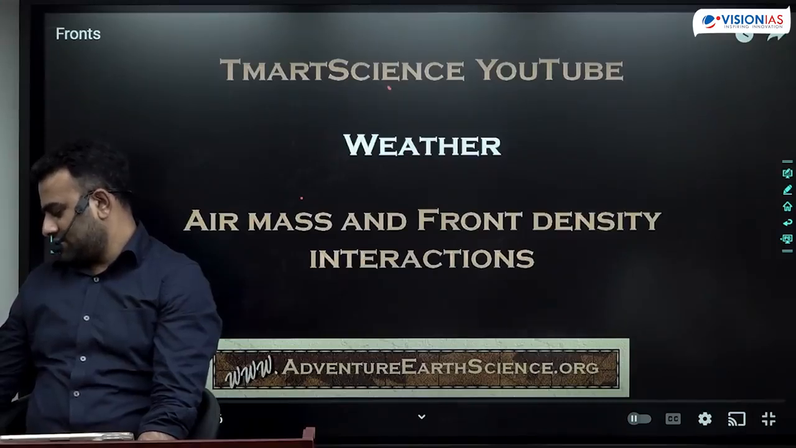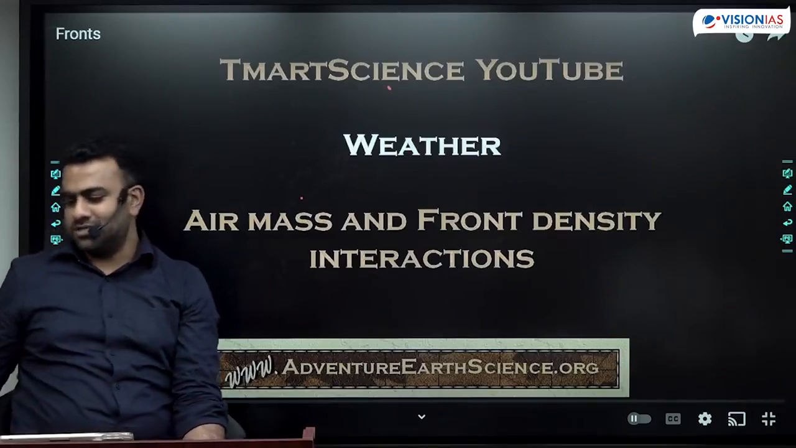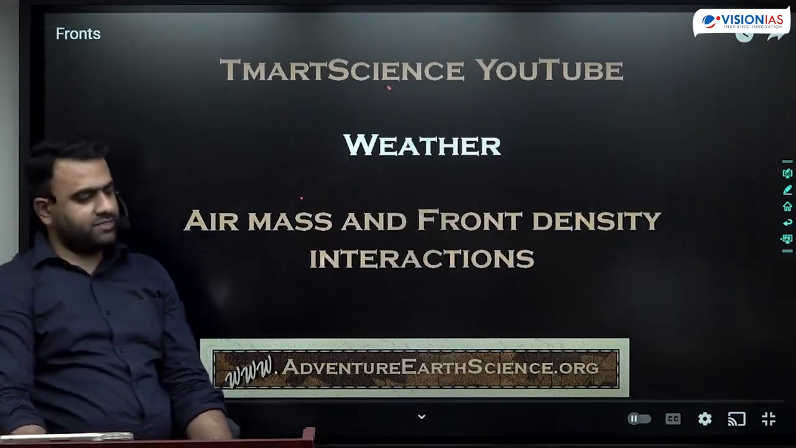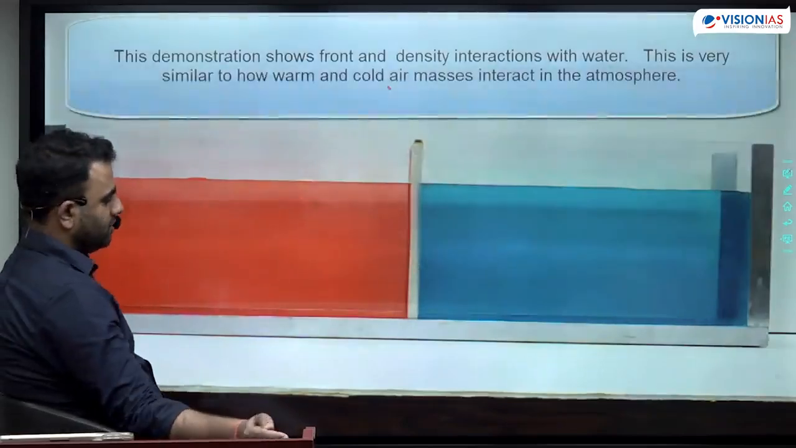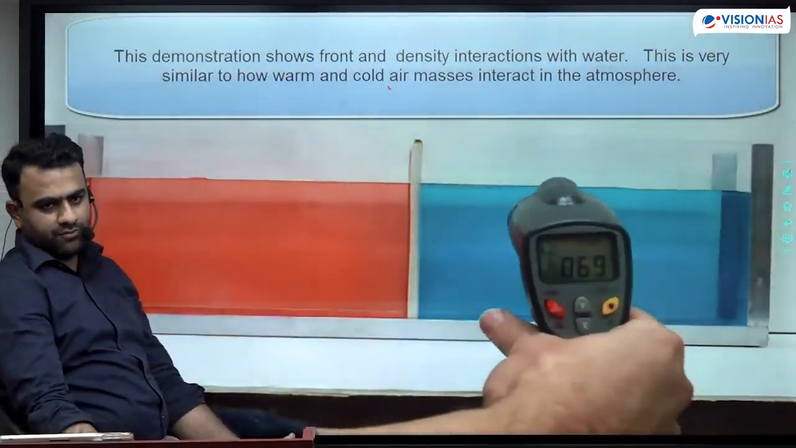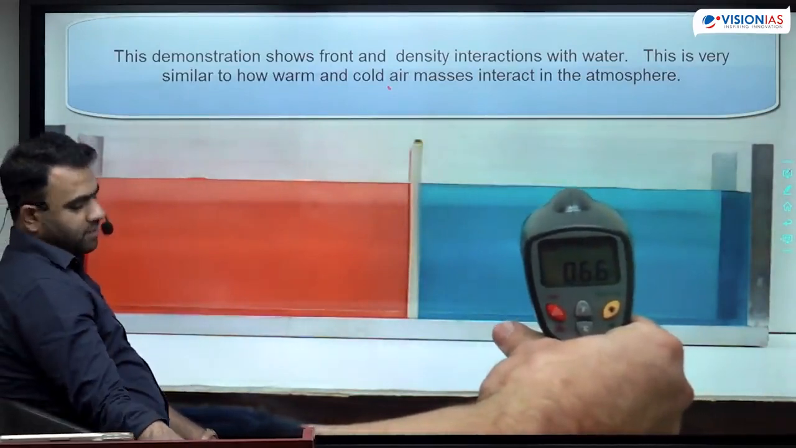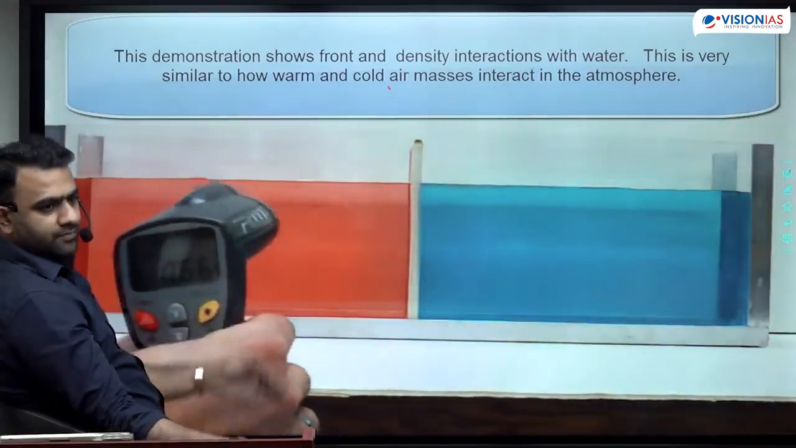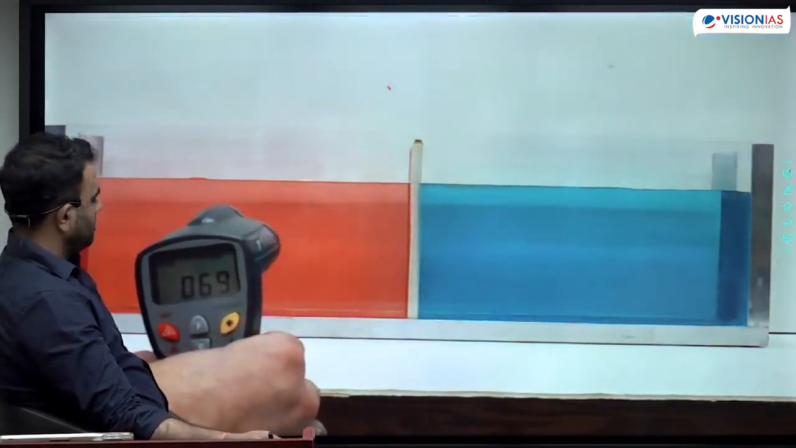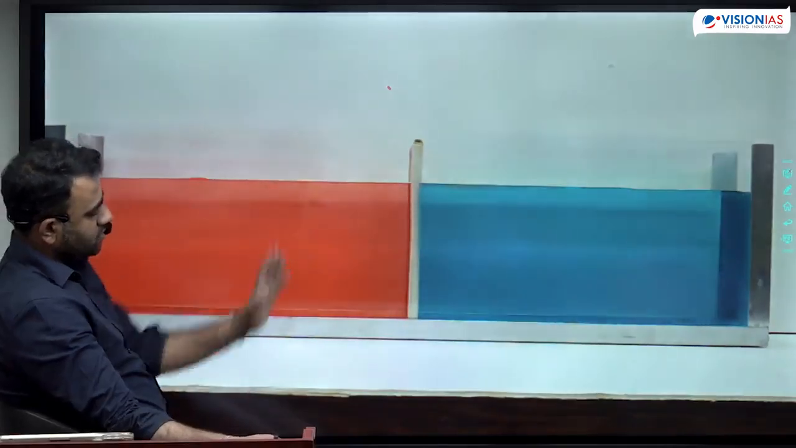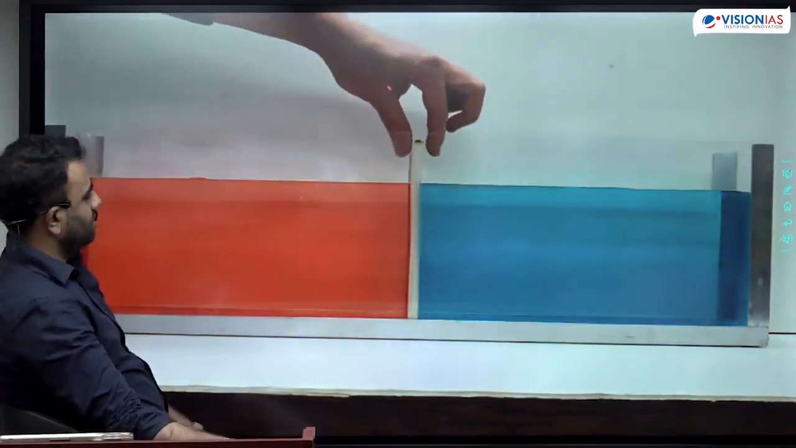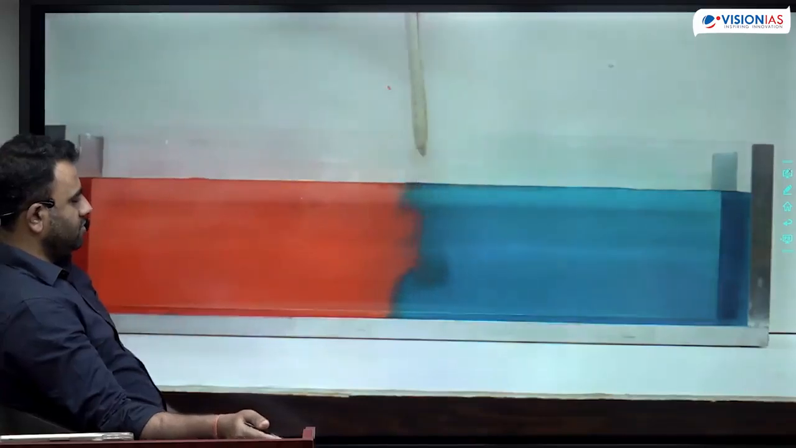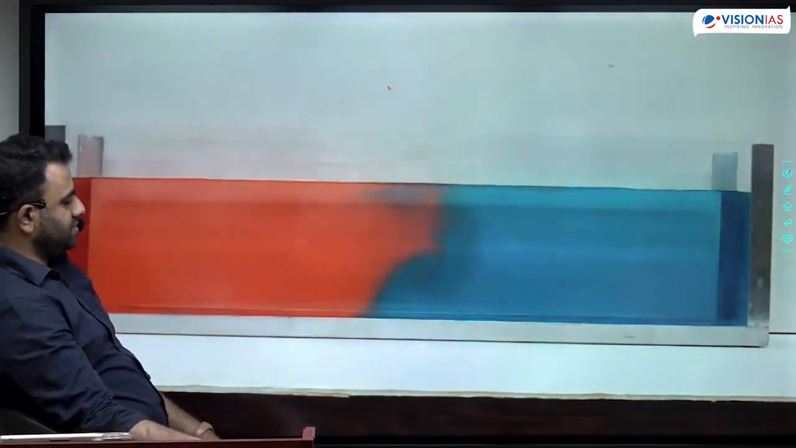So this is how air masses would interact with each other. Okay, just a small experiment to show their interaction. Here air masses are represented by water, because even air masses behave like water, or water would behave like air mass. Okay, so they have taken water at two different temperatures, one warm, another cold. Okay, this is warmer, that is colder. You can see both are separated by some divider. Now they just remove the divider.